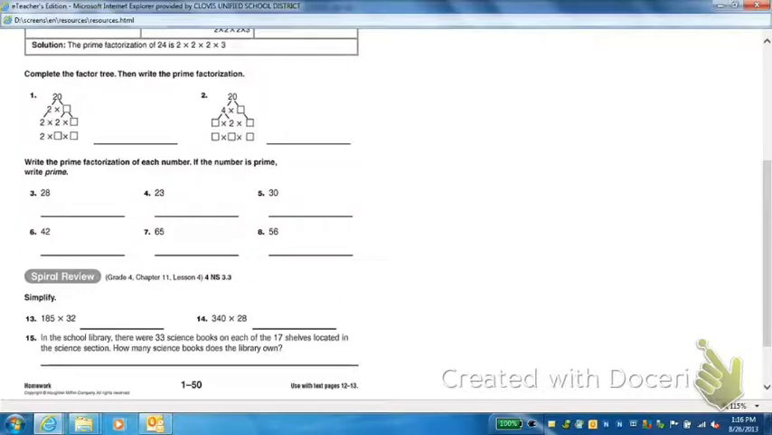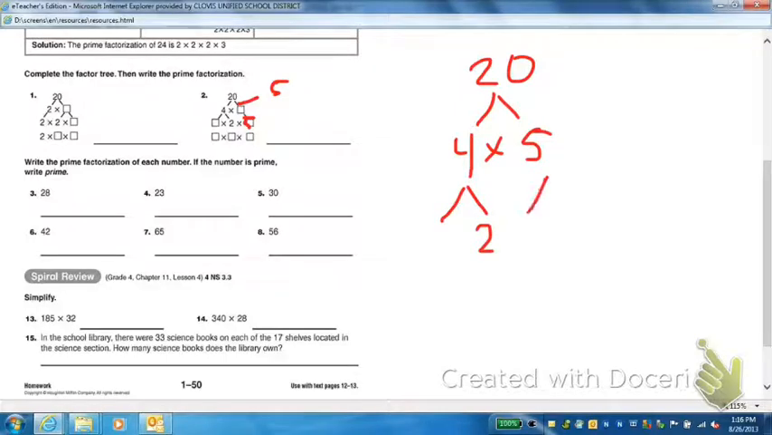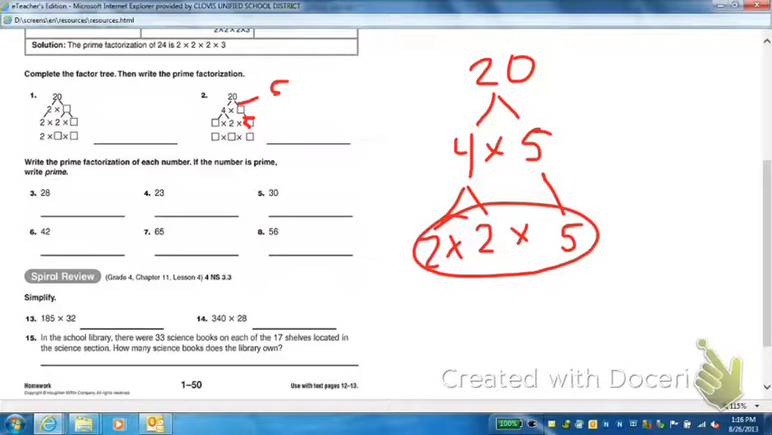Now for their homework, all you have to do for number 1 and 2 is plug in the numbers that are missing. Number 2, 4 times what equals 20, and that would be 5. 5 would just bring down here, and then 4. Let me do it over here, make it look a little bit easier to see. So 4 times 5. 4 we can break down to 2 times 2. The 5 would just come down, and your answer is 2 times 2 times 5.